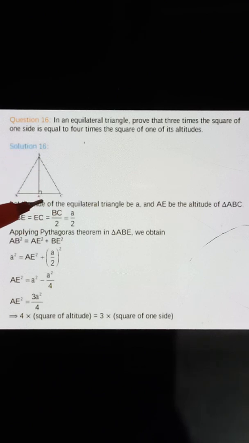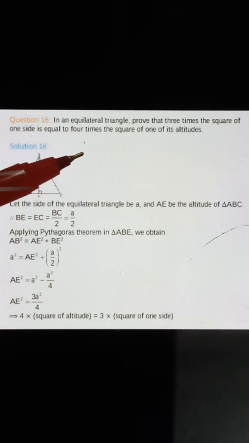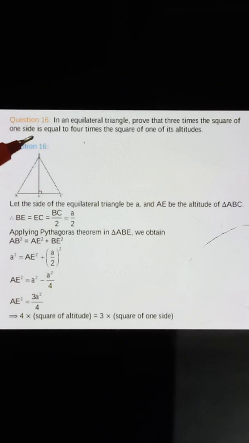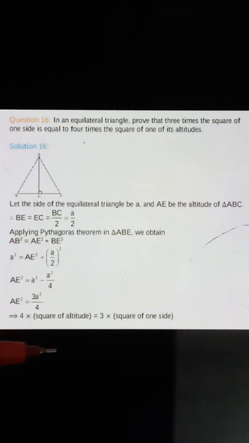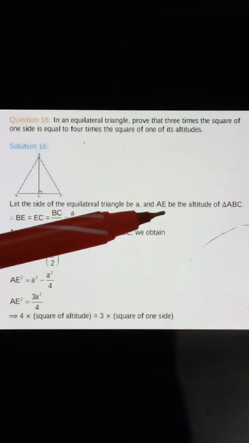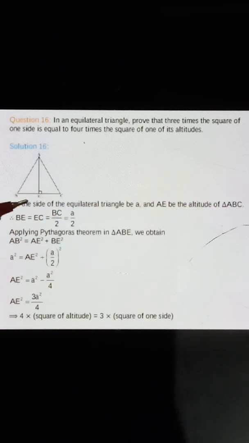Then AE is its altitude, because that is what your question was. We had to talk about how 3 times the square of one side will be 4 times the square of its altitude. That is what we had to prove. Okay, so where were we? Let the side of the equilateral triangle be A, and AE be its altitude. Then we know that the altitude bisects the base, so BE is equal to EC, which would be half of A, A by 2, right? Now we have a right angle triangle here.